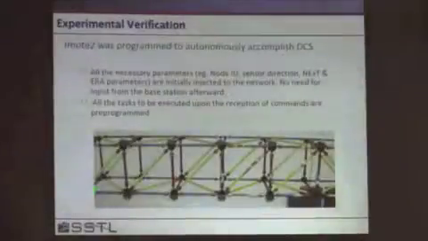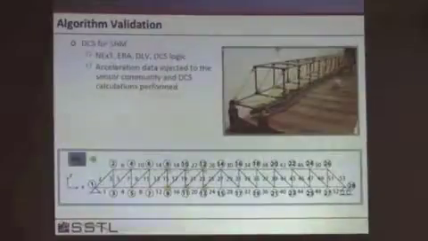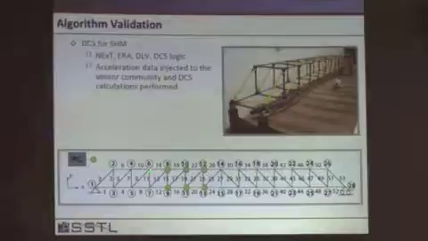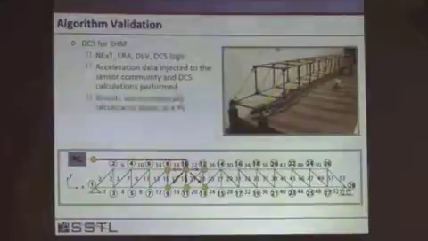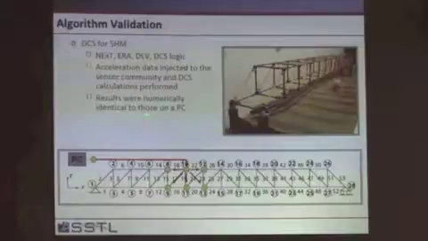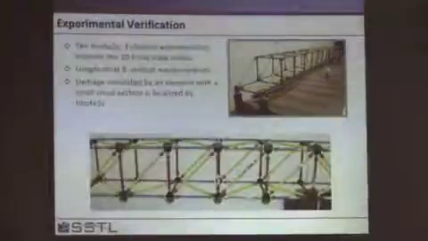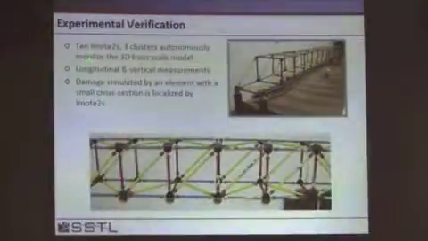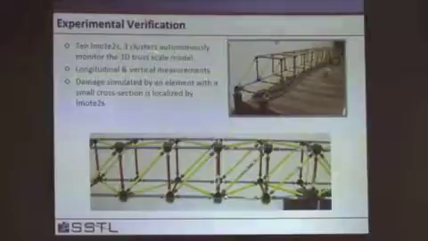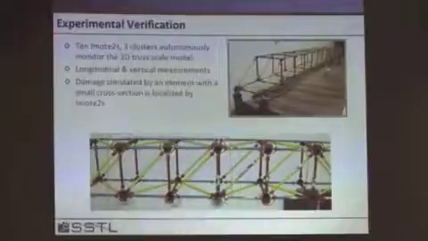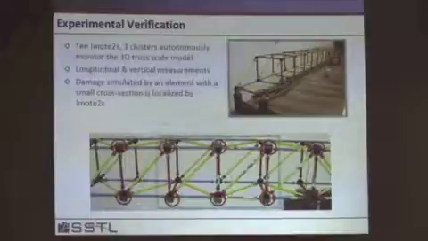And this is the experimental verification, where we had an element that was damaged. We had the PC collecting the data from the various nodes. The results were numerically identical to those on the PC, so we were able to confirm the calculations on the wireless sensor nodes. And then we took 10 iMote2s in 3 clusters to autonomously monitor the 3D scale truss. These were the 10 nodes. There's group 1, there's group 2, and there's group 3.